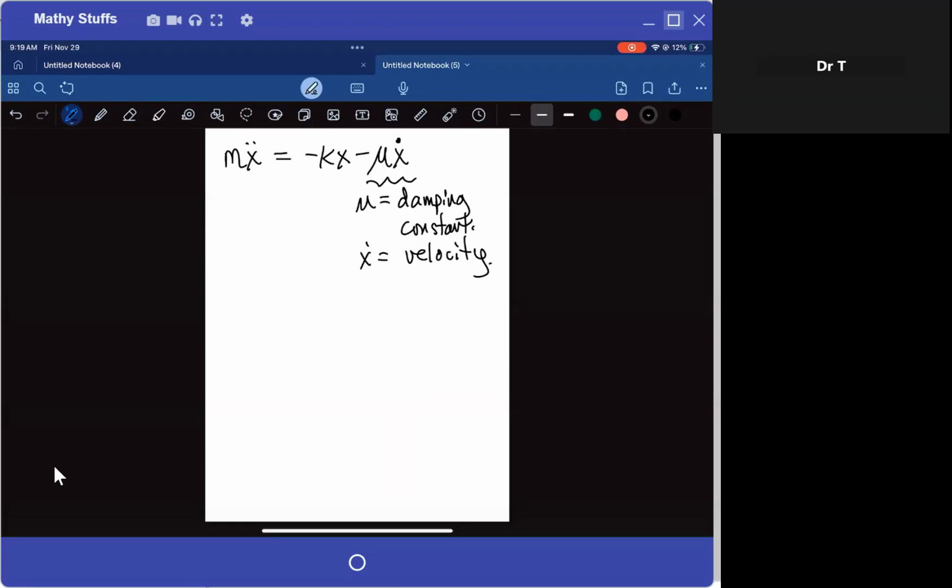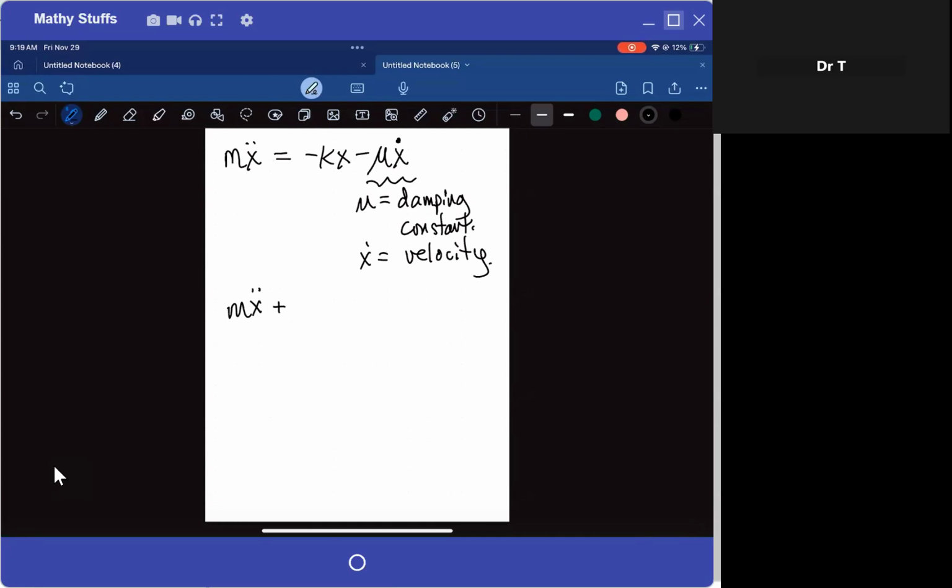Just picture some person out in the pool just walking slowly, because when they try to go faster, it doesn't really work. You just feel all the force of that water pushing against you. So this is our damping force, that mu x dot. And now our full system is this.